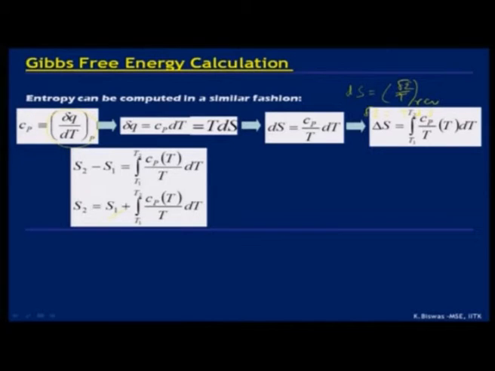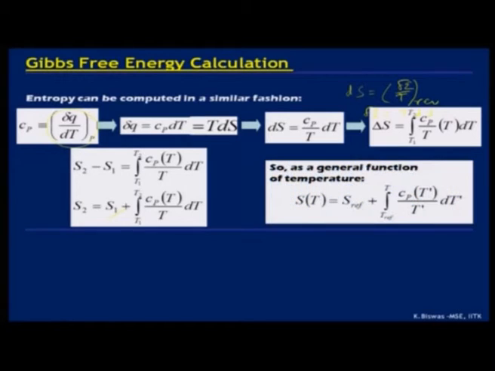Cp is the most critical intrinsic parameter used in thermodynamics, and in a similar way S of T can be written as S reference plus the integral of Cp by T dT from T reference to T2. Normally S reference is given by the third law of thermodynamics, that the entropy of a pure component at absolute zero is zero. So that is how we can get entropy. But remember, in thermodynamics we never use absolute values of enthalpy and entropy, we always use relative values of enthalpy and entropy, that is what delta G is.